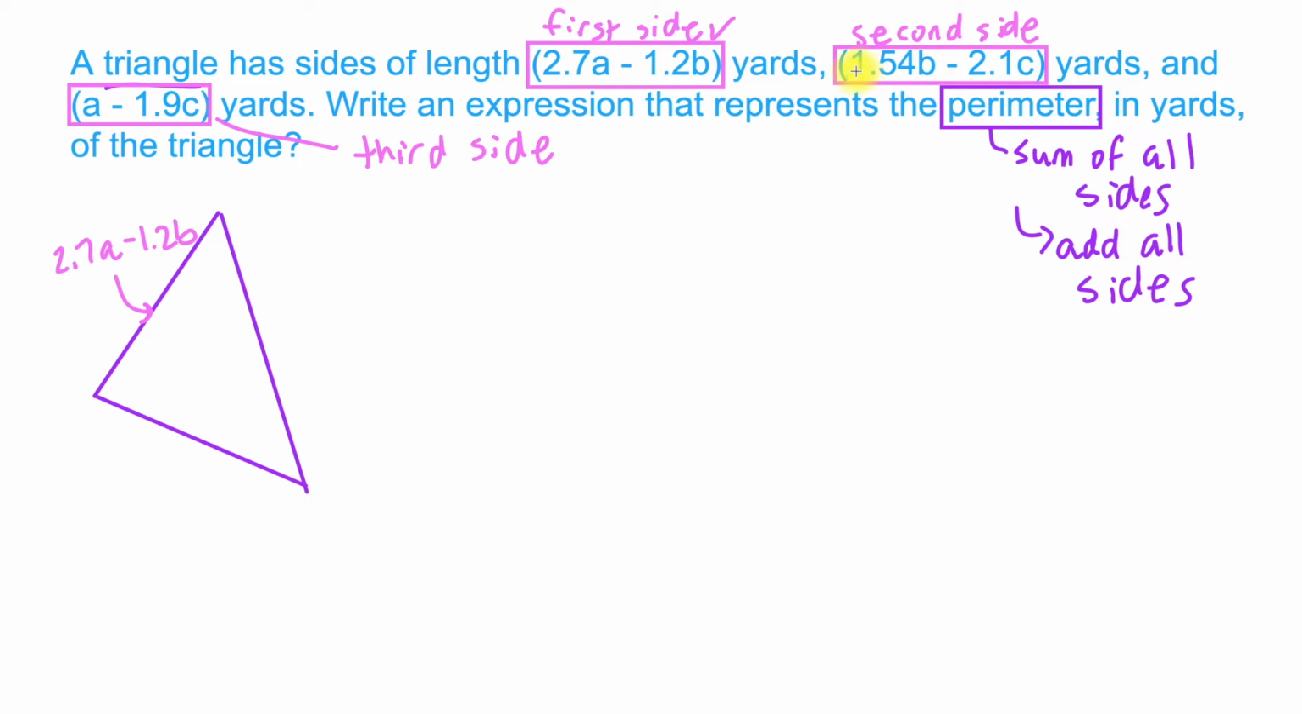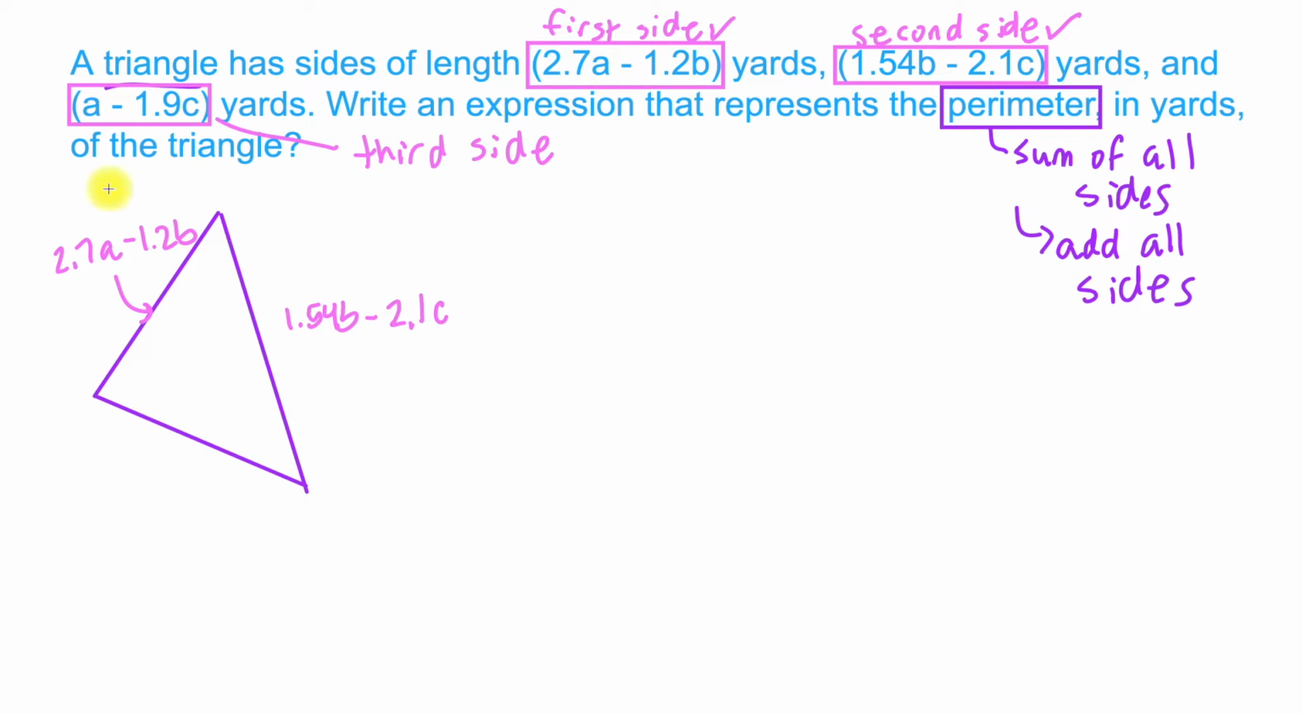Let's go to the second side, 1.54b minus 2.1c. I'll write that here. So this will be 1.54b, not the prettiest thing, but it'll do. 1.54b minus 2.1c. And that's our second side.